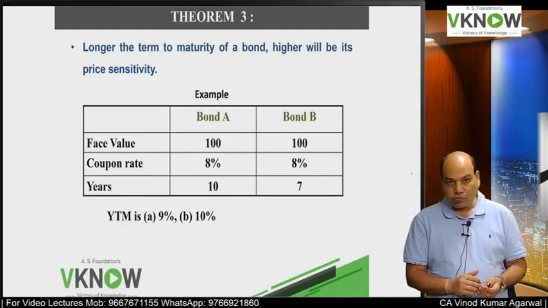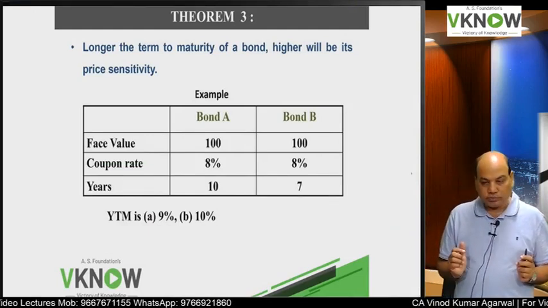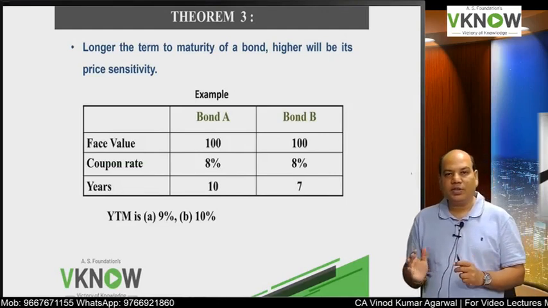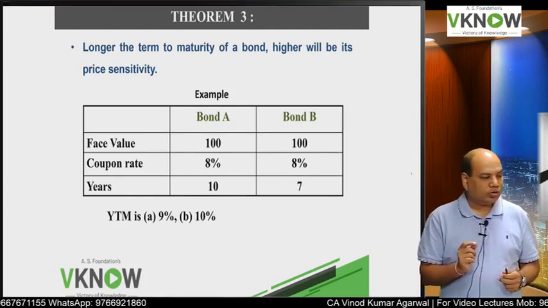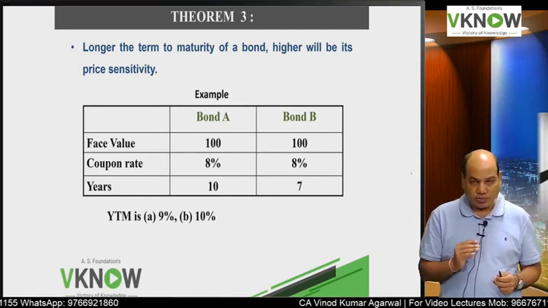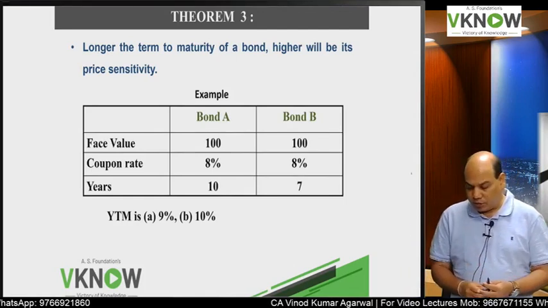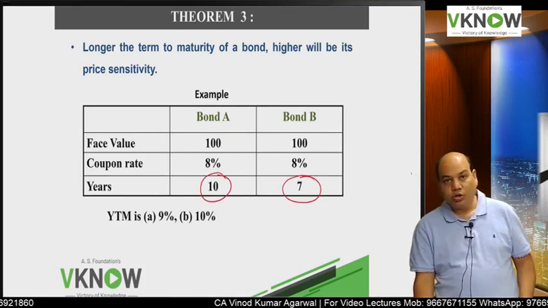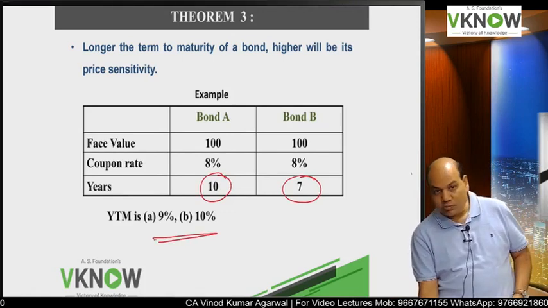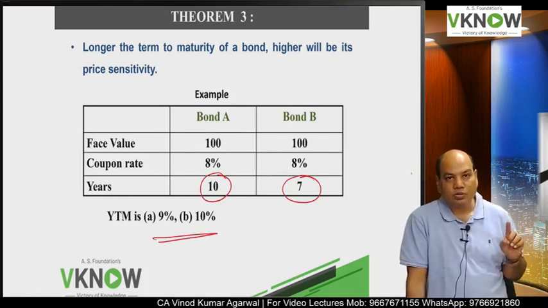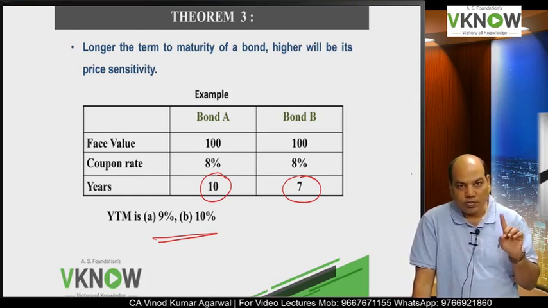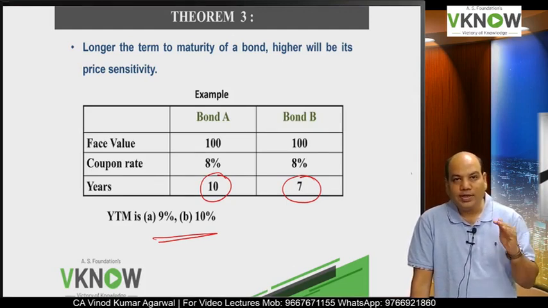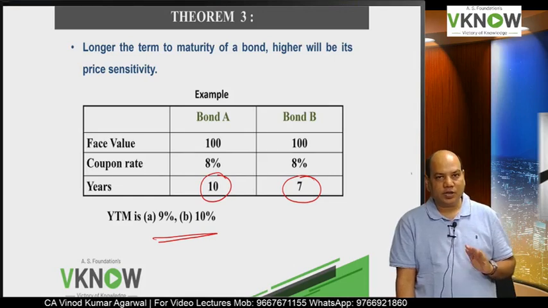What is theorem 3? Longer the term to maturity of a bond, higher will be its price sensitivity. It means that if suppose there are two bonds, one has a maturity of 10 years and one has a maturity of 7 years, and YTM changes by 1% from 9 to 10. Change in YTM is by 1%. But the bond which has longer term to maturity, its price will fall by a higher percentage.